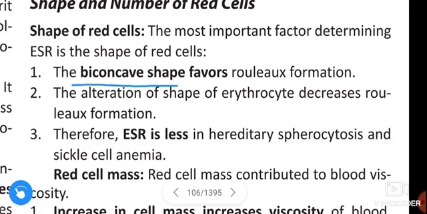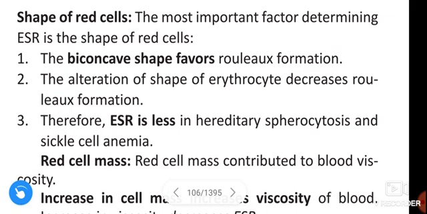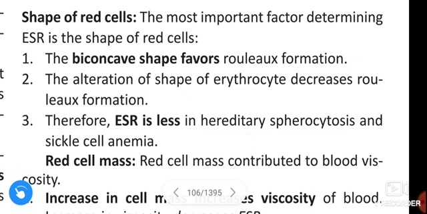The biconcave shape favors Rolex formation. The alteration in shape of the erythrocyte decreases Rolex formation. Therefore, erythrocyte sedimentation rate is less in hereditary spherocytosis and sickle cell anemia.